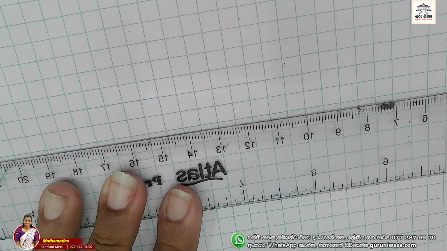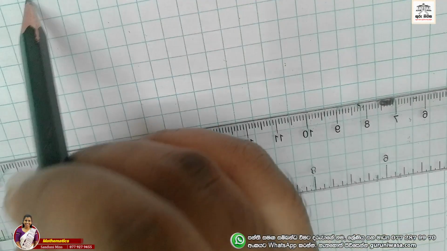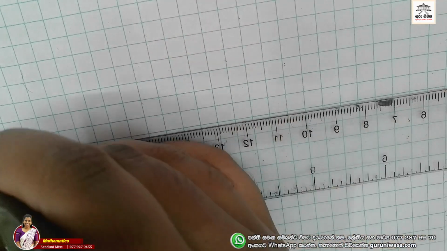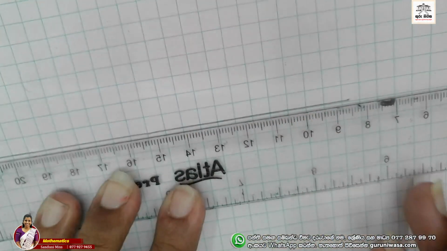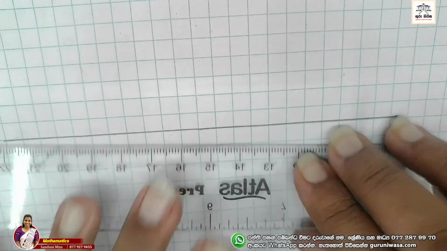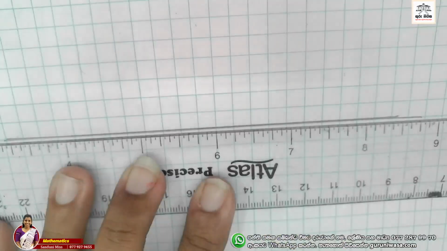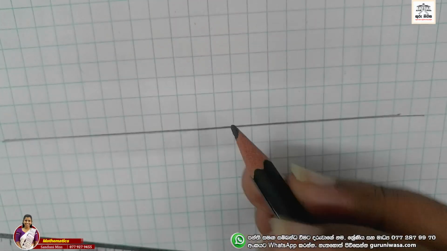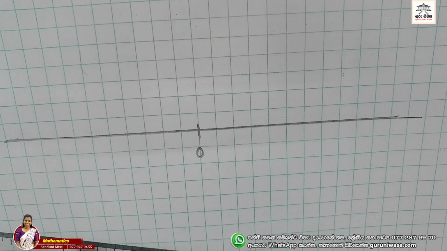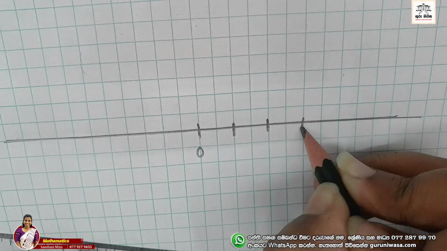Write the topic: Numbers on a straight line. Then draw a straight line like this. Then put a mark. I'll mark it as 0. And you need to have equal gaps. So I'm going to take 2 squares. Mark like this.